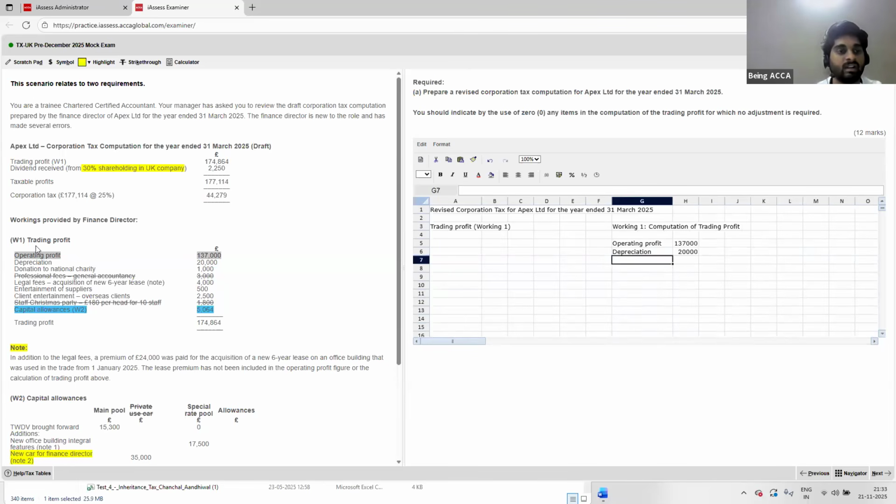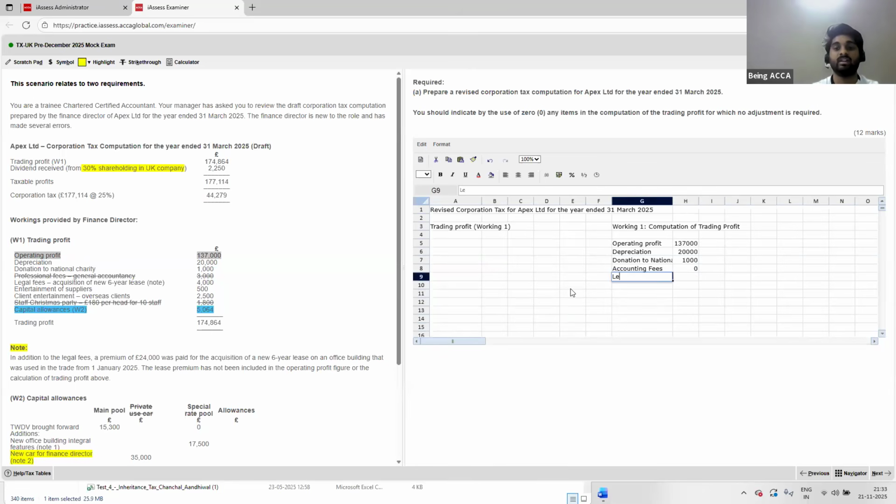All right, depreciation is done. Next, donation to national charity. Donation to national charity is also a qualifying charitable donation and hence has to be added back to the trading profit. So that is something we'll add back at 1,000. Next is the professional fees. Accounting fees is an allowable expenditure because it is directly related to the business purposes. So for that reason, this is an allowable expenditure and hence should be marked at 0.